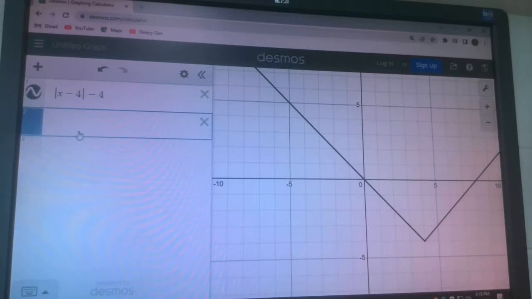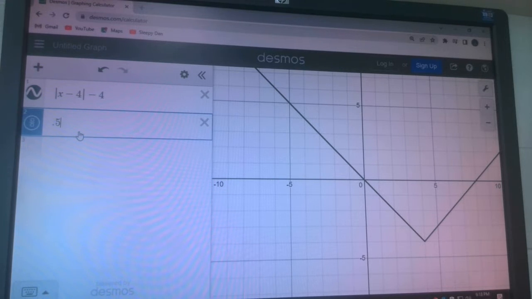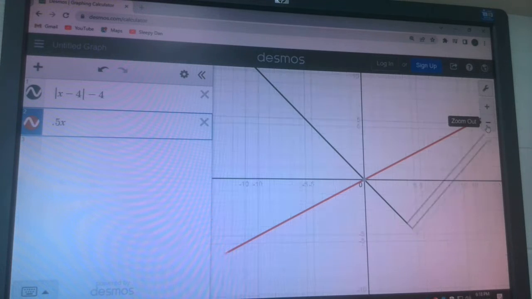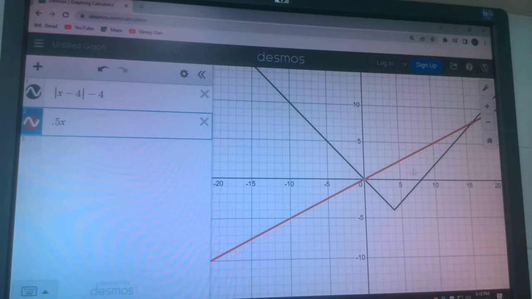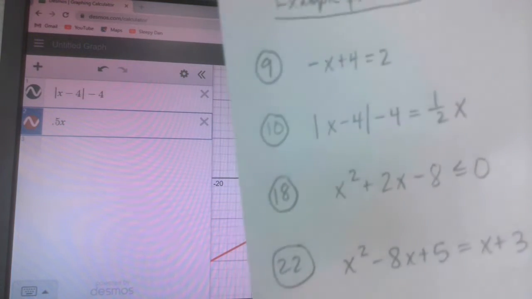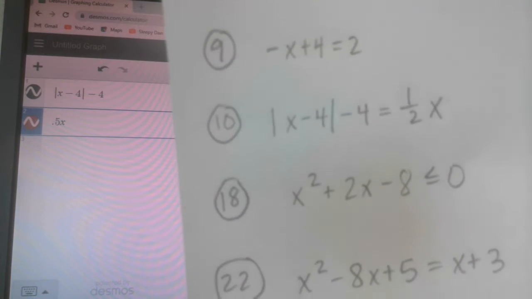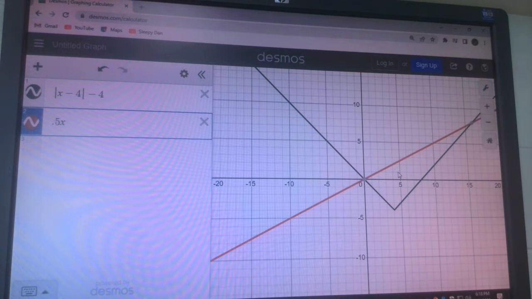The right-hand side is 1/2 x. I'm just going to put 0.5x, the same thing. All right, now I see that there might be 2 places where they intersect, and they are. Again, I can't emphasize this enough. Number 10 only has x's, so don't let your brain wander to the y's. So where are the x's?